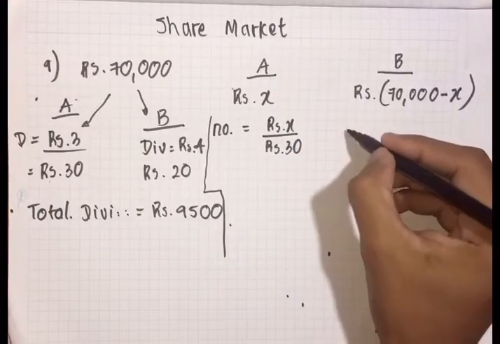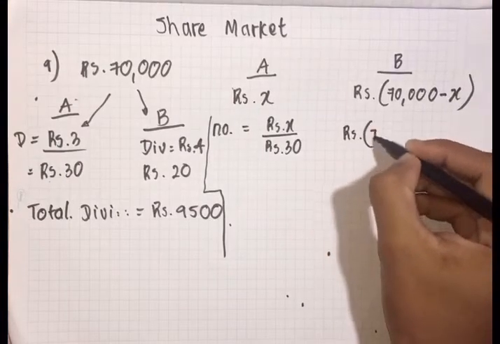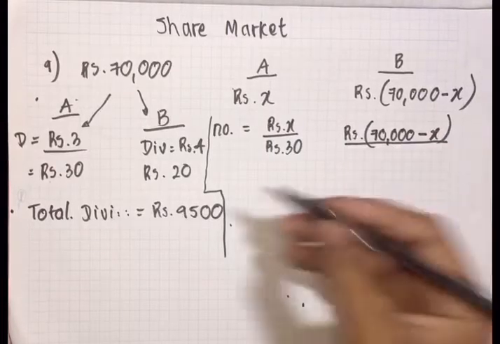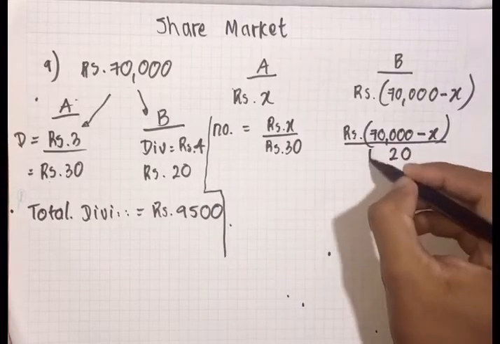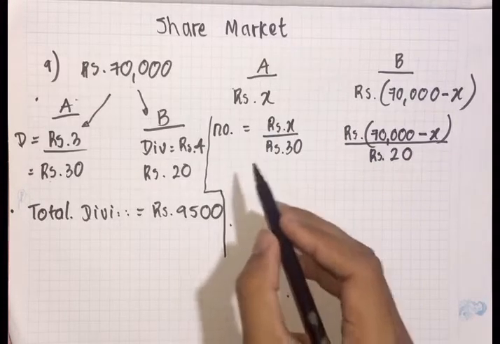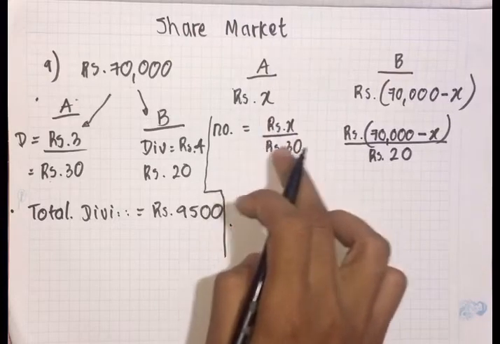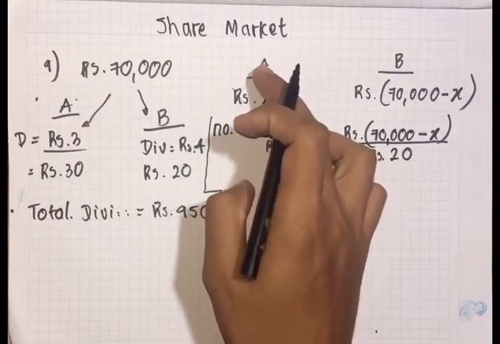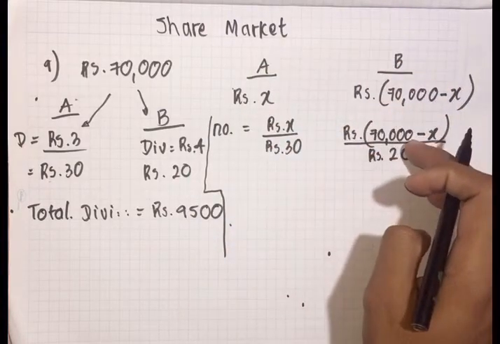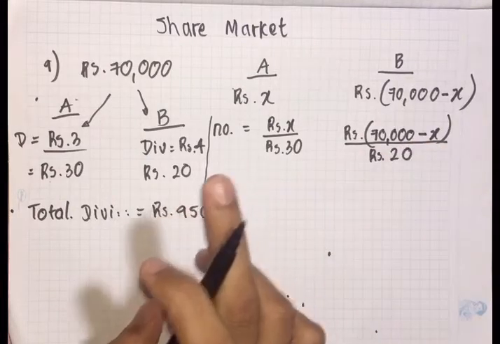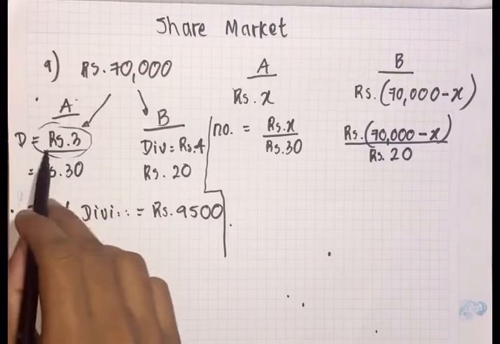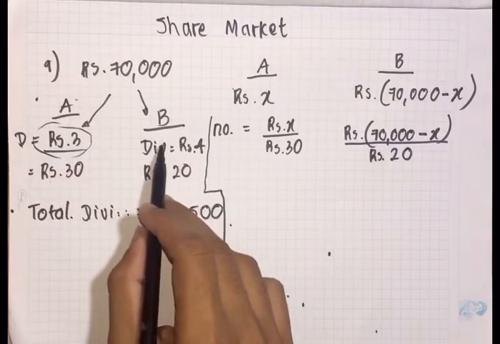For B company, you have to divide this total amount by the price of one share, which is equal to 20. Understand? And you can find the dividends from both the companies. Now this is the number of shares. In company A, he has this number of shares, and in company B he has this number of shares. From one share he is getting a dividend of 3 rupees, and from company B a dividend of 4 rupees.